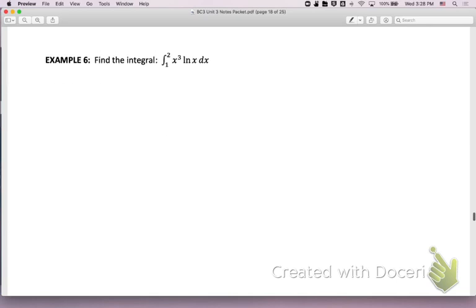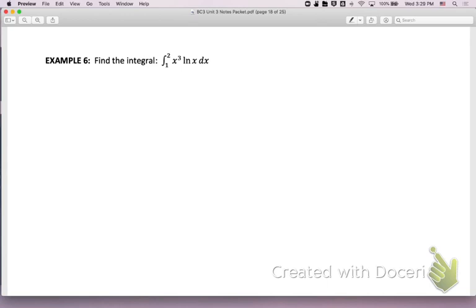So let's go ahead and go down here to example 6, where we have a definite integral that we need to use integration by parts. This is very similar to the previous one, and your instinct might be to let u be x cubed because it's the polynomial piece. However, that would mean that dv has to become the natural log of x. And we don't really have a rule for the antiderivative of natural log of x.